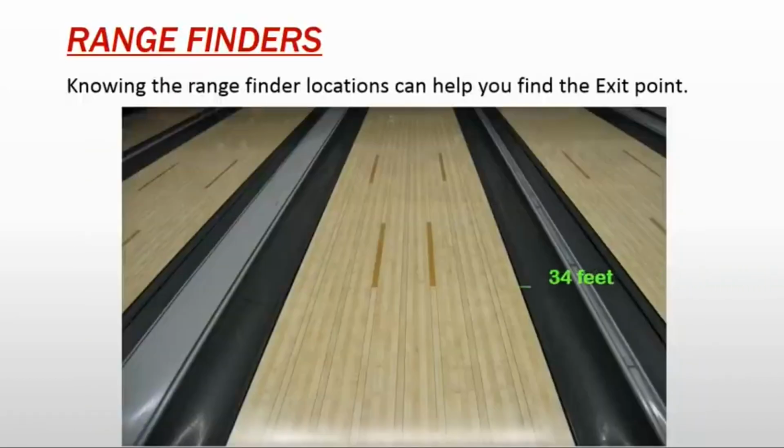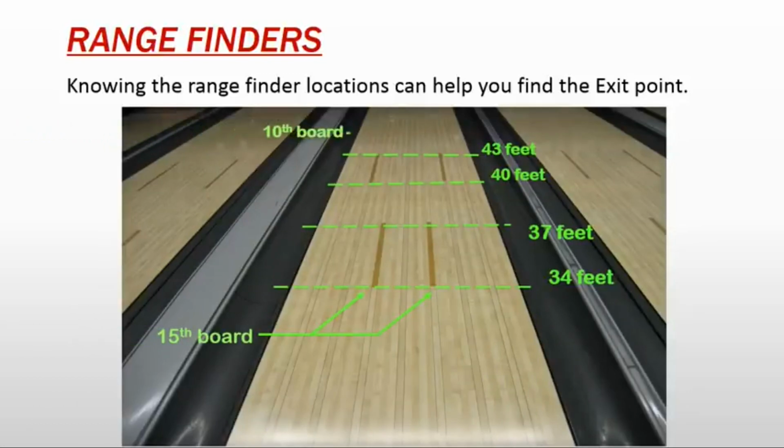Knowing the rangefinder location can help you locate the exit point without a ruler or a tape measure. The exit point is where the ball exits the oil pattern. There are 4 rangefinders, 3 feet long, on the lane. The first 2 are on the 15 boards at 34 feet, and the next 2 are on the 10 boards at 40 feet.